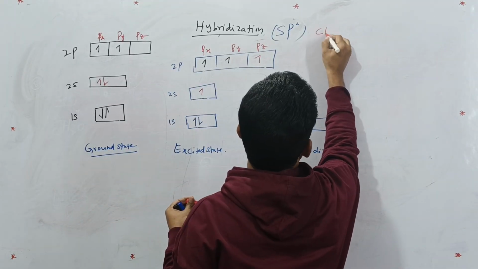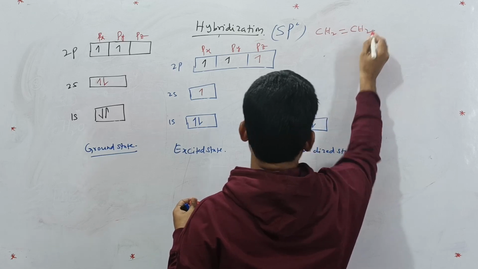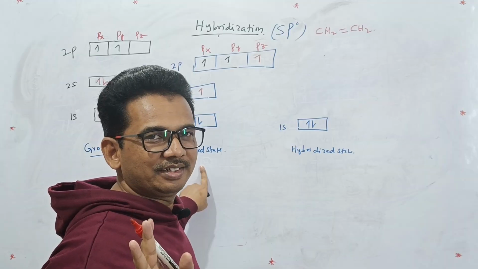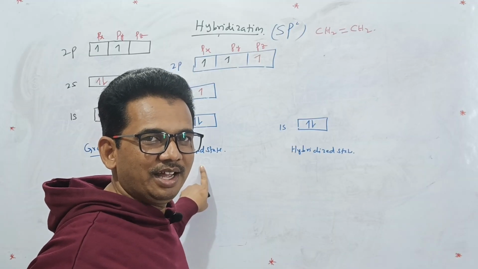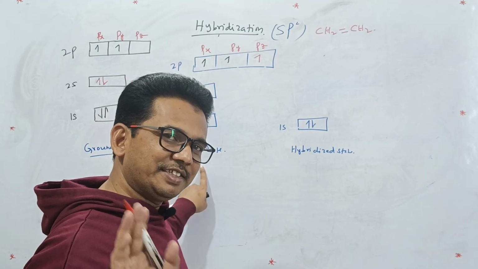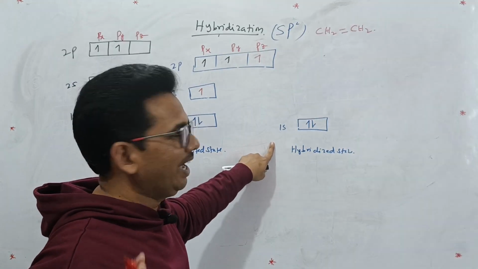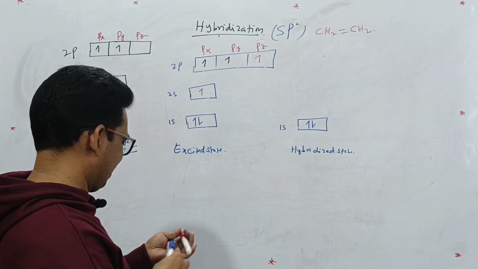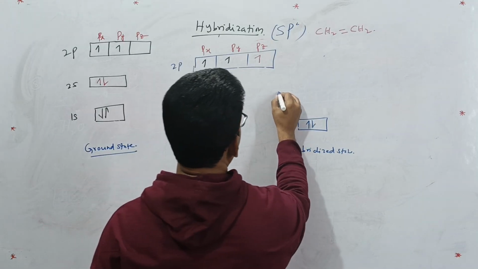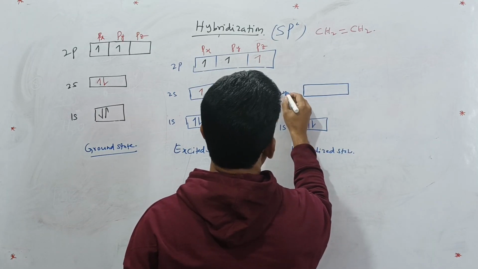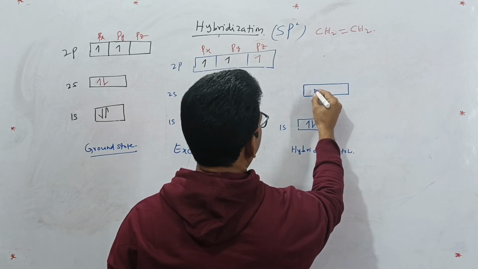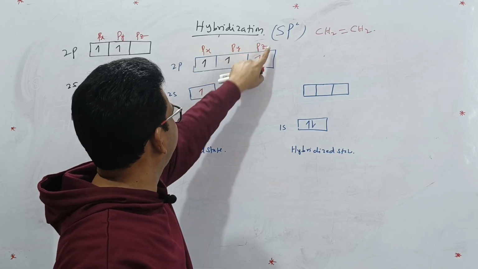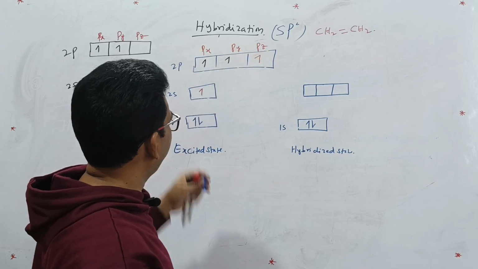We understood that CH2 CH2. For the ground state, excited state remains the same. Remember that, for sp3, sp2, and sp also. What will be changed? The hybridized state. In that also 1s will remain the same. But in case of 2s, you can see here, in the hybridized state, you might be observing px, py, pz. This is 2s.